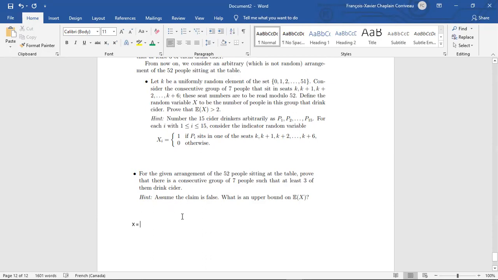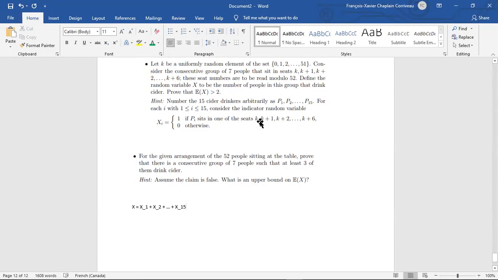So essentially, this is saying that the number of people that drink cider in this specific group is equal to the sum of these indicator variables, right? I look at each person, and if you sit in this group, then you contribute 1. So they are counting the same thing. I looked at each of the 15 cider drinkers, and if you were sitting in these chairs, well, you increase this number by 1. So they are counting the same thing.